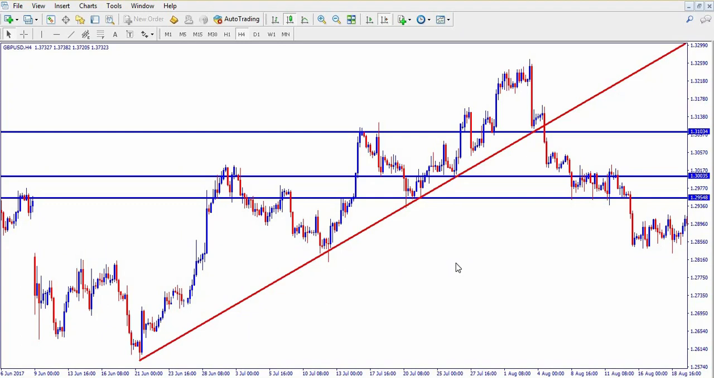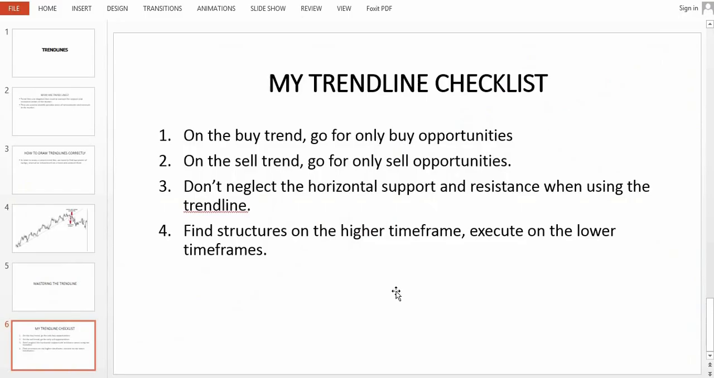Okay, so having explained all this, let's go to my trend line checklist, and that'll be the end for this class. So for my checklist, how I use the trend line. Number one, on the buy trend, I go for only buy opportunities.